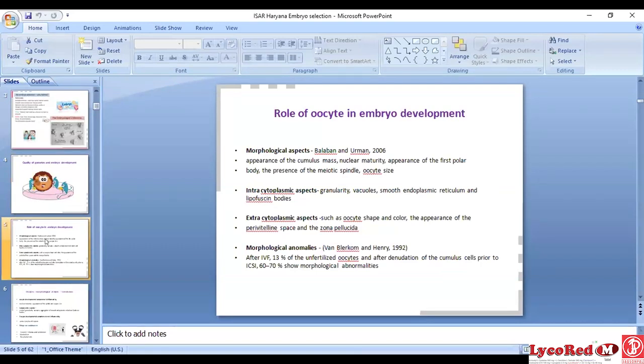We also see the meiotic spindle. Of course, the meiotic spindle is not visible with the naked eye or with an ordinary microscope. We need a specialized microscope for that. And we check the oocyte size. Then we see the intracytoplasmic abnormalities, where we look at the cytoplasm. Is it granular, does it have a vacuole, does it have smooth endoplasmic reticulum, or any other abnormality in the cytoplasm, which definitely affects the developing embryo. Then extracytoplasmic abnormalities like oocyte size, color, perivitelline space, granules in the perivitelline space, the zona pellucida, and all this. So the kind of oocyte we have in ICSI will definitely affect the outcome, the embryo. That's why we have to see the oocyte quality first.